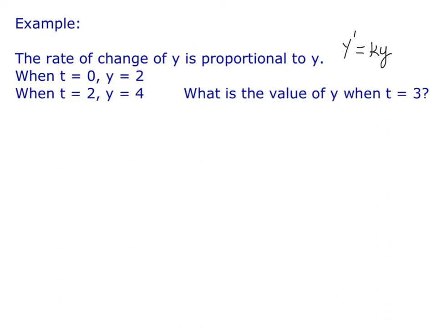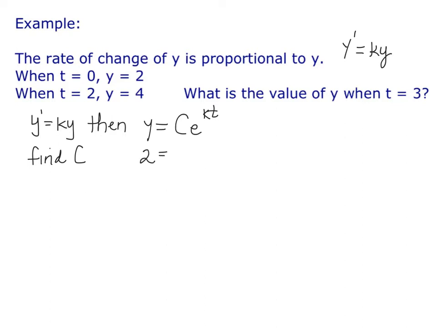All right, so if y prime equals ky, then y is equal to ce to the kt. All right? So the first thing that we need to do is we need to find c. We need to find the constant, and we're going to use the initial condition, right? So y is 2 to the k, and when t is 0. So we're using the initial condition because it doesn't matter what k is. You multiply it times 0, you get 0. Okay? So that would mean that this is 1, right? E to the 0 is 1. So c is equal to 2.